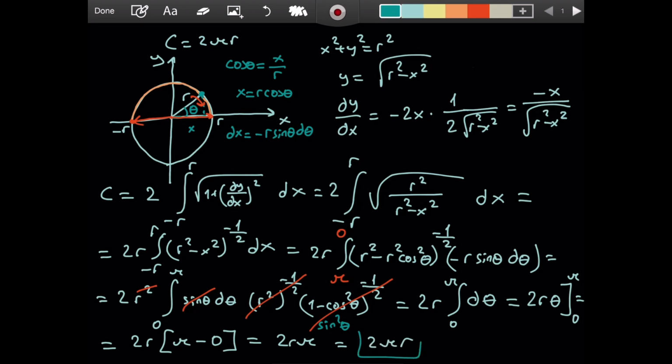And just like that, with a little bit of calculus, you can see that the circumference of a circle is 2 pi r.